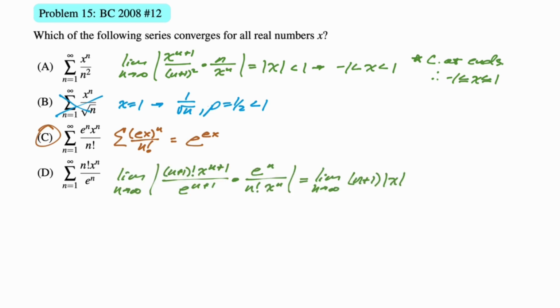And then for D, if you do it, you end up with the limit as n approaches infinity of n plus 1 times the absolute value of x. So that actually only converges if x is equal to 0. Otherwise, you just have something times n, and n is spinning out of control, right? So this only converges at x equals 0. So we knew the answer was C.